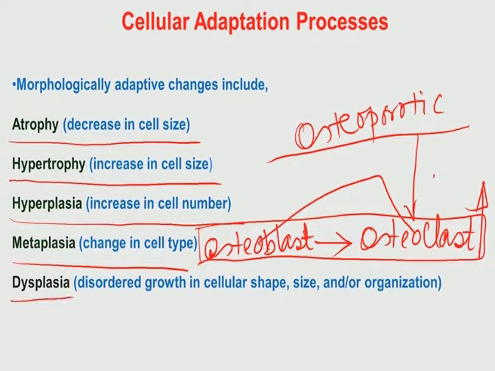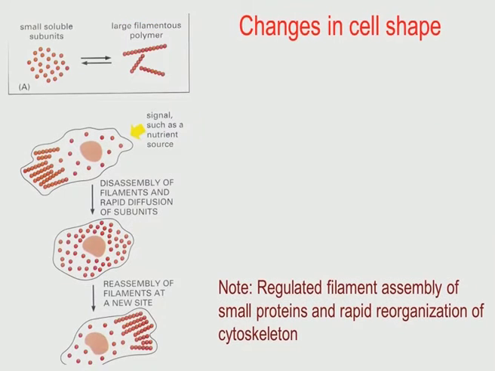The fifth one is dysplasia, that is a disordered growth in cellular shape, size or organization. So, there is a disordered growth in cell shape or size, and this leads to cellular adaptation, that is dysplasia. Apart from this, the cells also can adapt themselves in terms of changes in the cell shape. Now, how is cell shape changed? Let me take some time to explain these things in certain detail.